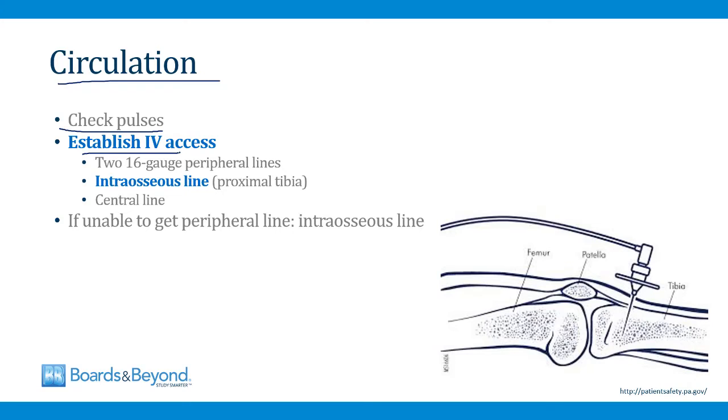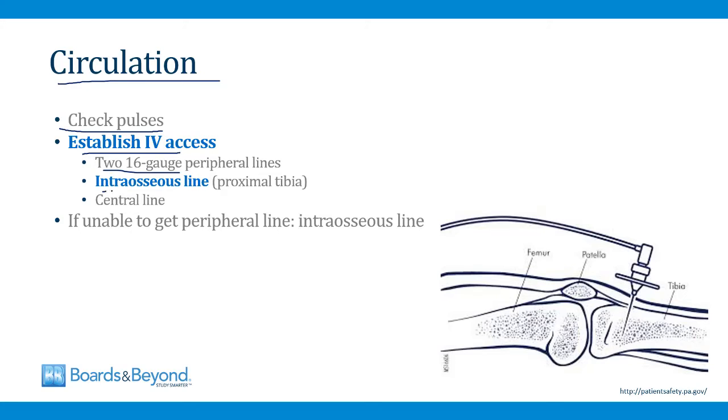The usual way this is done is through 2 16-gauge peripheral lines inserted into peripheral veins in the arm or the hand. An experienced provider can usually get peripheral IVs in very quickly, so this is the fastest way to get venous access, and 16-gauge lines are large bore so that lots of fluid or blood products can be administered quickly.